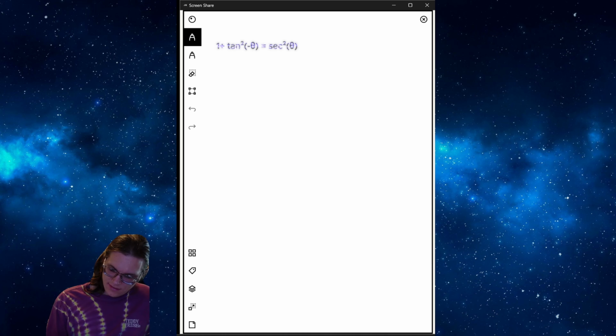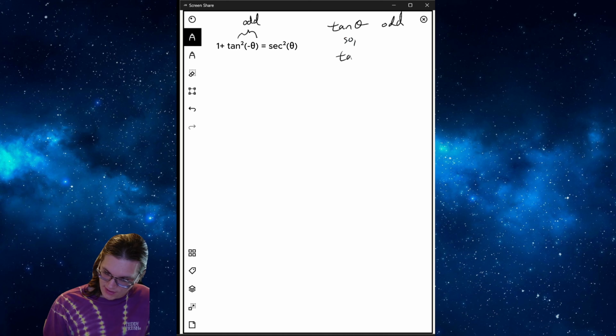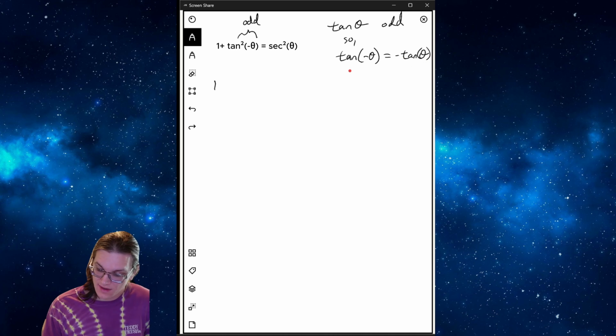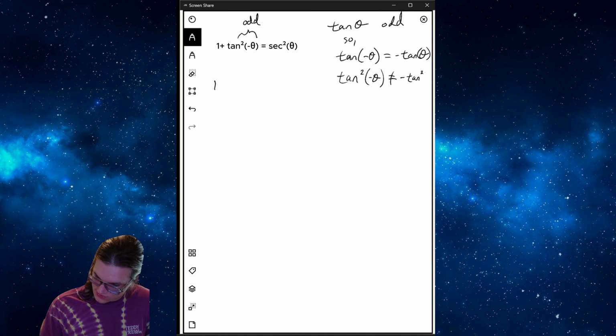Okay. And then here we have tangent, which is odd. Instantly jumps out at me. Tangent odd. So tangent of a negative argument is going to be equal to the negative tangent of the positive version of that argument. Okay, so this is a little bit tricky, but if you just pay attention, things can line up for you. Tangent of negative theta is equal to negative tangent theta, but tangent squared of negative theta is not equal to negative tangent squared of theta.